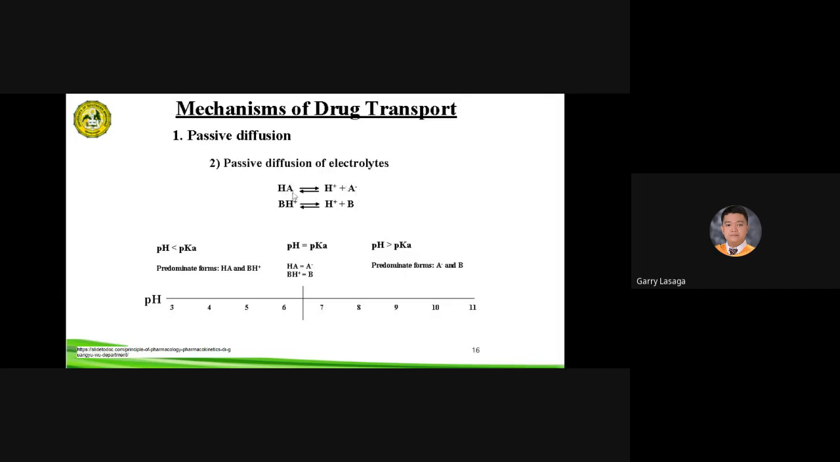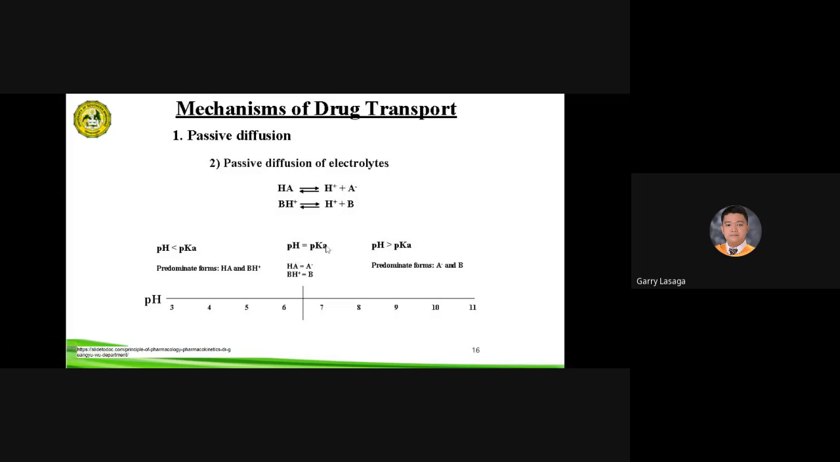Again, we have here the equation for an acid. This is the unprotonated form of the acid. This is the protonated form of an acid, the conjugate base, A minus. In here, we have the protonated form of a weak base, and this is the unprotonated form of the weak base. This is the conjugate acid. So again, for an acid, this HA here will be absorbed. For the base, the B here will be absorbed. The BH plus will not be absorbed. The A minus will not be absorbed.